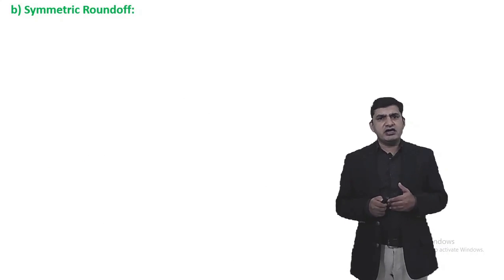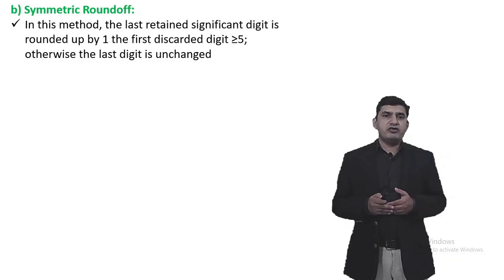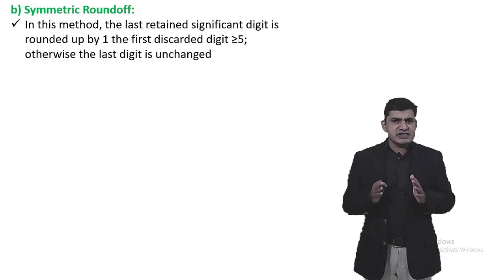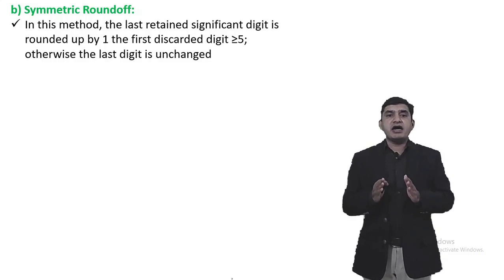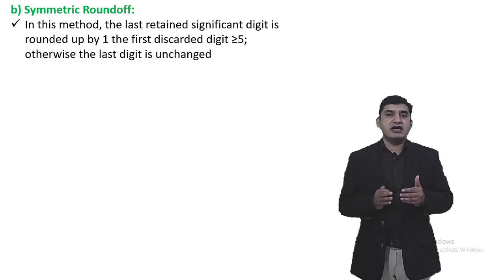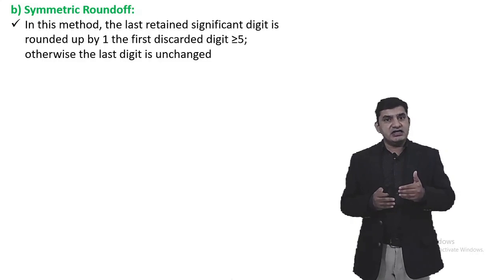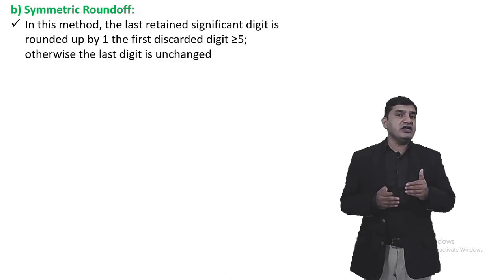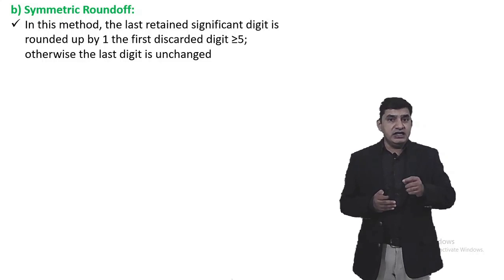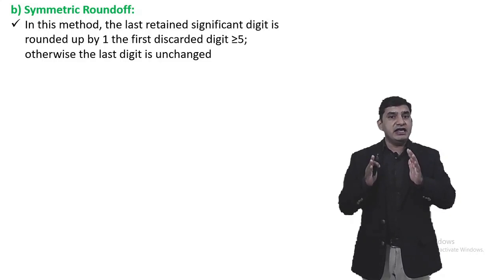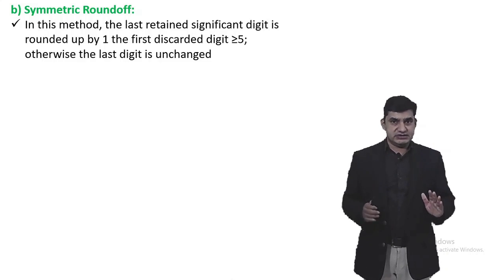Then symmetric round-off. In this method, the last retained significant digit is rounded by 1. If the first discarded digit is greater than or equal to 5, then add 1 to the last significant digit. If it is less than 5, then keep it as it is.